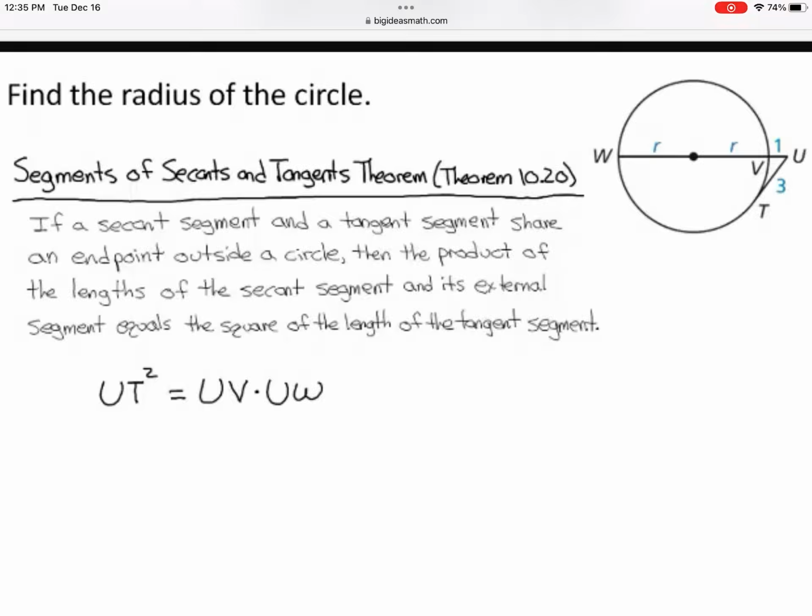Because UT equals 3, UV equals 1, and UW equals 2r plus 1, 3 squared equals 1 times the quantity 2r plus 1, which simplifies to 9 equals 2r plus 1. Subtract 1 from each side to get 8 equals 2r.